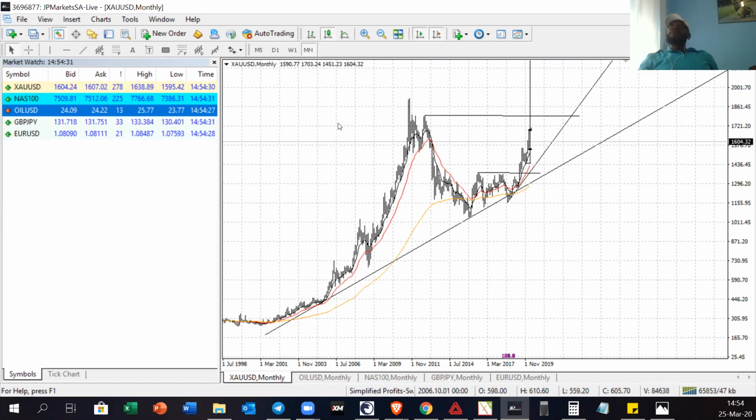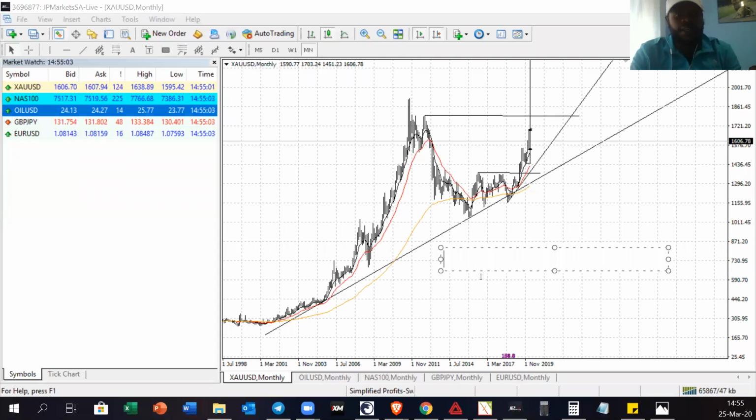On a monthly basis, this thing has been moving up, and it's still moving up. One of the things I like to do when analyzing any market is to always start with the monthly charts and see what's happening there. Right now, on the monthly, price is moving up. Let me explain right quick how I analyze the market.